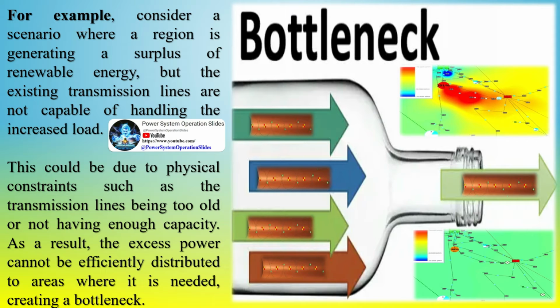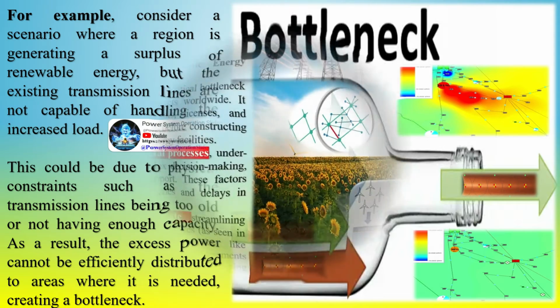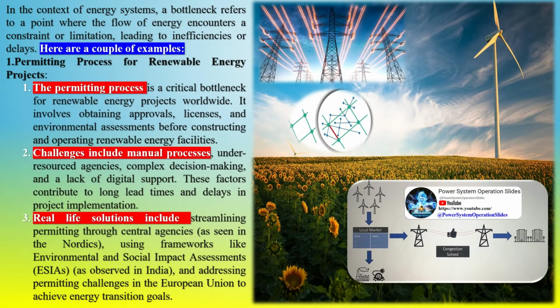Transmission constraints and grid bottlenecks. In power transmission networks, bottlenecks can occur due to limitations in transmission capacity or infrastructure. For example, if a specific transmission line has insufficient capacity to carry the electricity generated by a wind farm, it becomes a bottleneck. This constraint can lead to congestion, reduced efficiency, and delays in delivering power to consumers. Identifying and addressing these bottlenecks is crucial for ensuring a reliable and efficient energy grid. Remember, addressing bottlenecks is essential for achieving our climate goals and transitioning to a sustainable, low-carbon energy system.